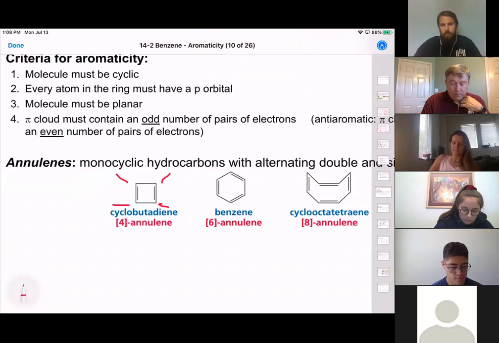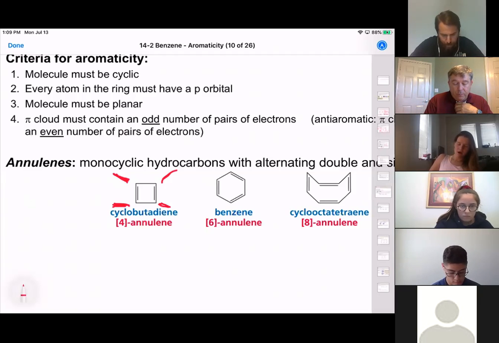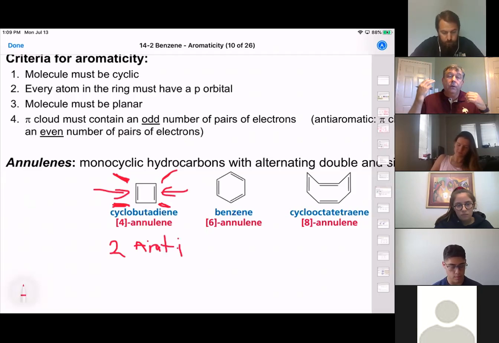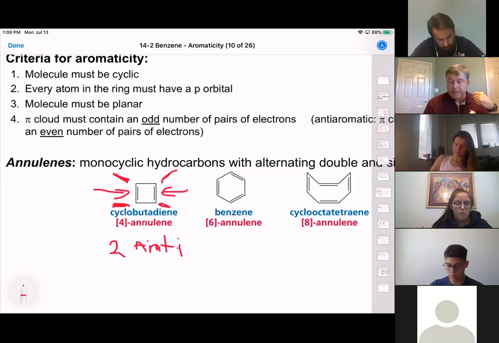Okay, is the molecule planar? I think yes, this molecule probably is planar because it's in a tight ring. Even if benzene's planar, this cyclobutadiene is probably planar. And does it have an odd number of electron pairs or an even number? Now, if we look here, we have one pair here and one pair here. That means we have 2 pairs, which means it's an even number, which means it's anti-aromatic. Okay, so it followed 3 of the rules, but it has an even number of electron pairs, which makes it anti-aromatic.